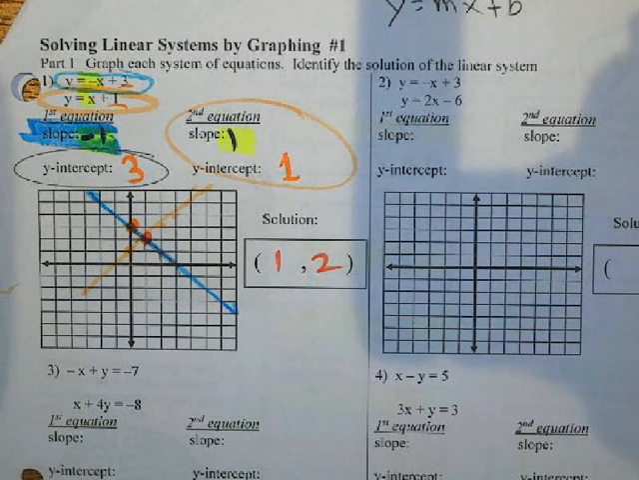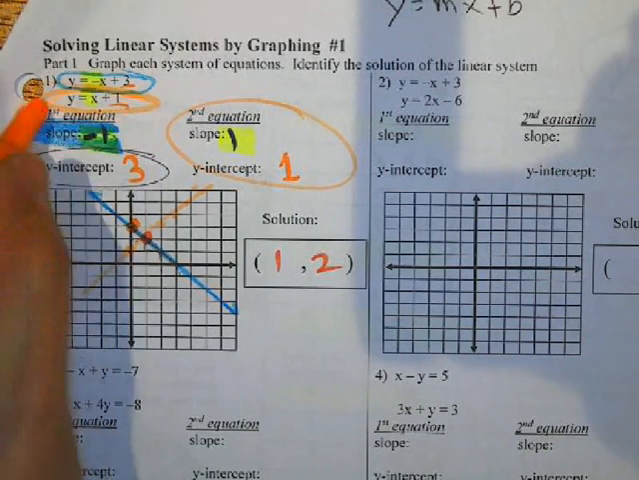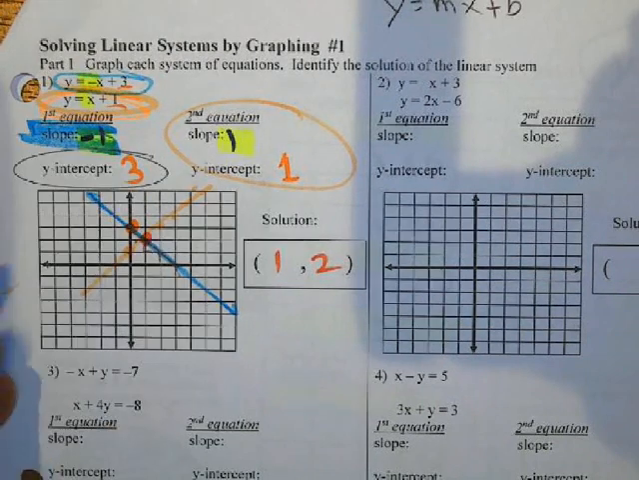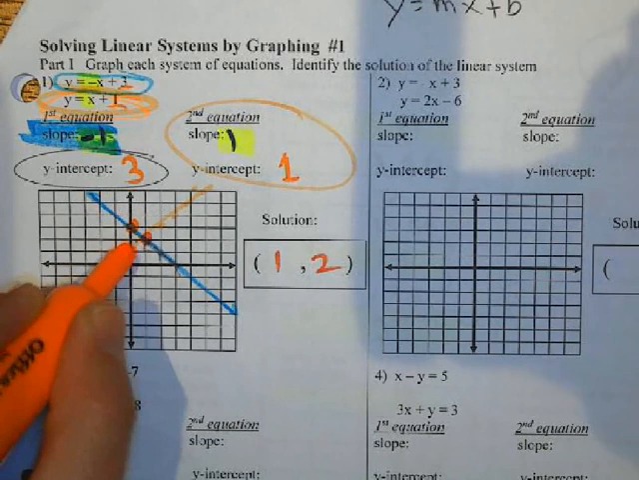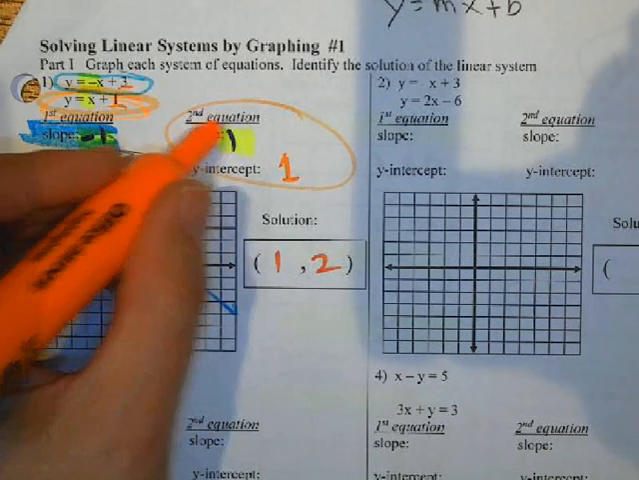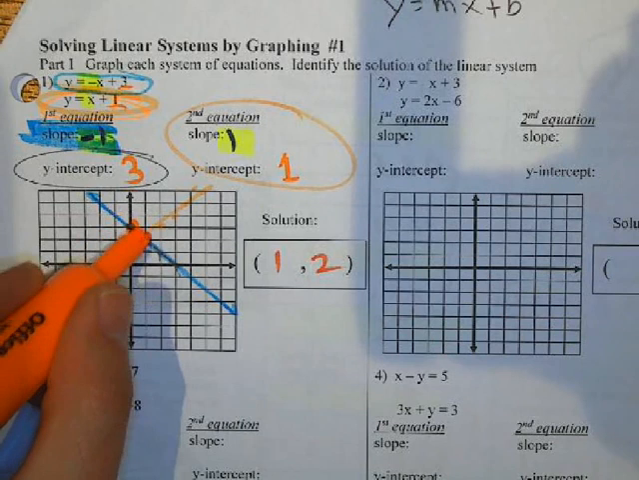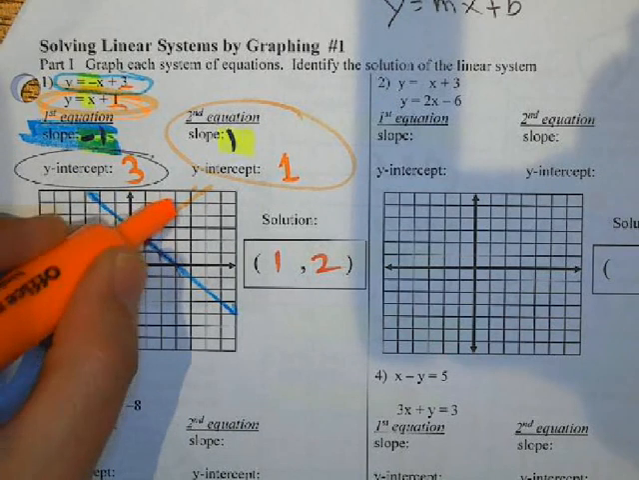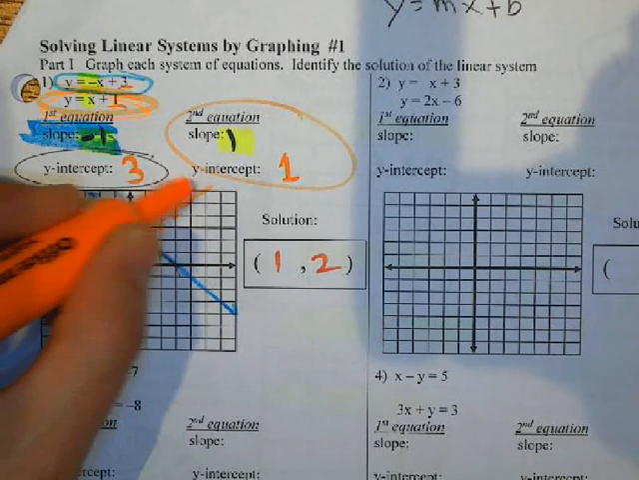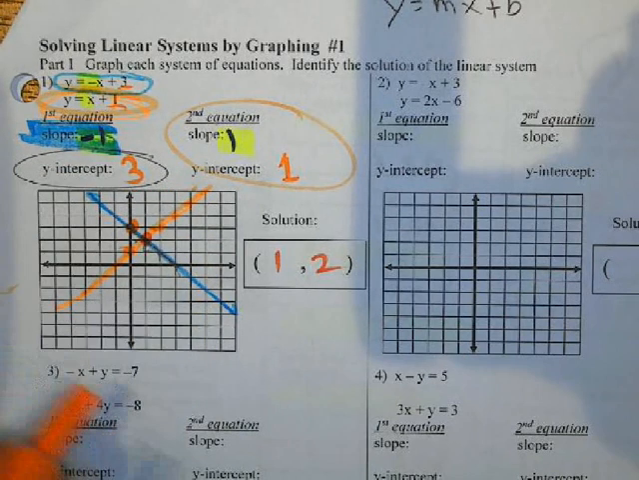Okay, now for the other one here, my y-intercept is 1, so I start here at 1, and then my slope is positive 1, so I'm going to go up 1 over 1, up 1 over 1, and I graph it. And so they meet at 1, 2.